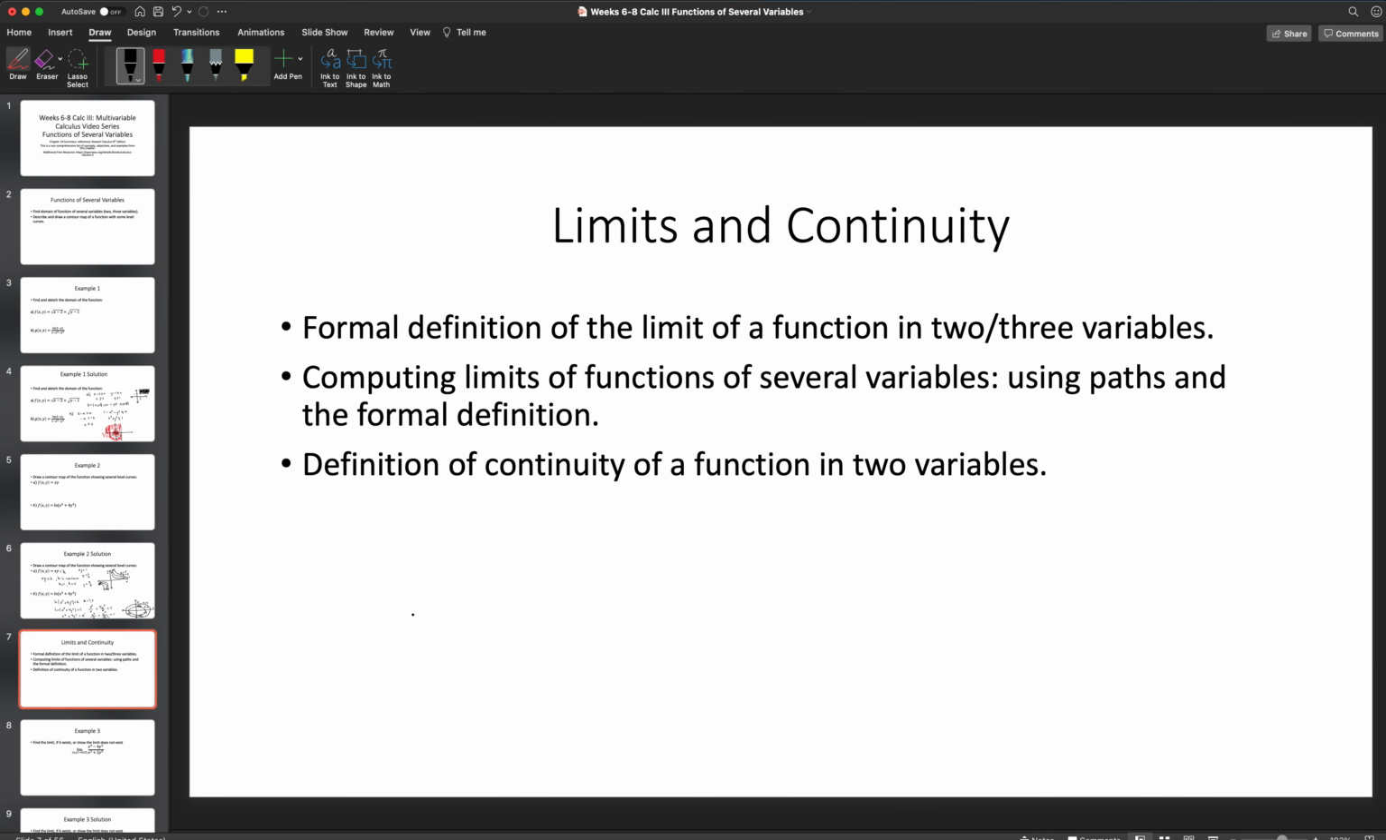So, limits and continuity. The formal definition of the limit of a function in 2 or 3 variables. Computing limits of functions of several variables using paths and the formal definition. Definition of continuity of a function in 2 variables. These are just some important points that you'll want to keep in mind when moving through this section.